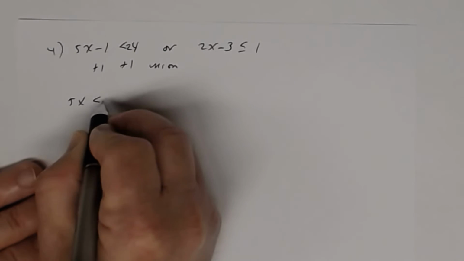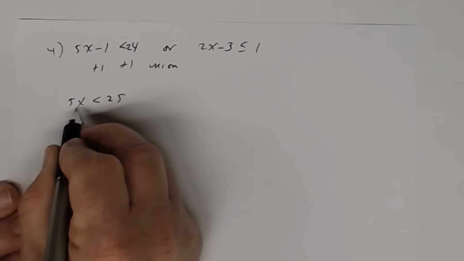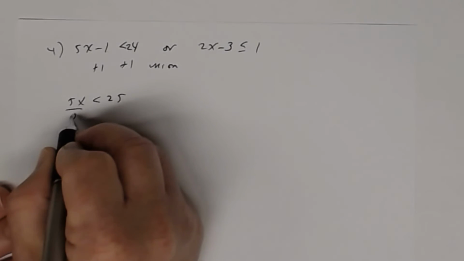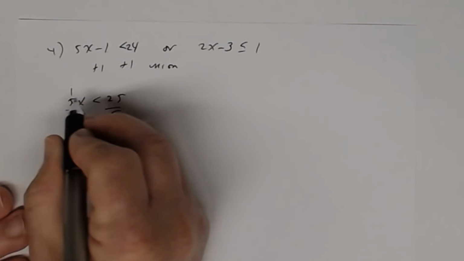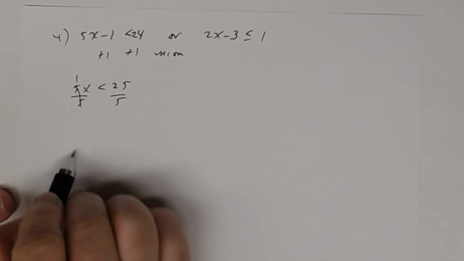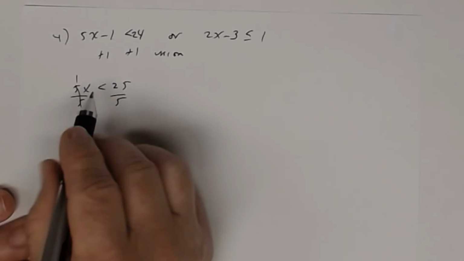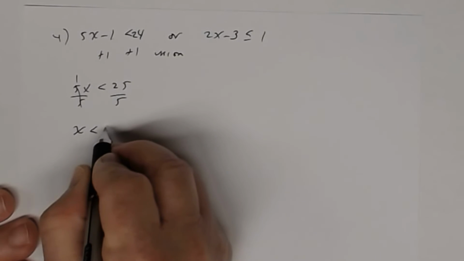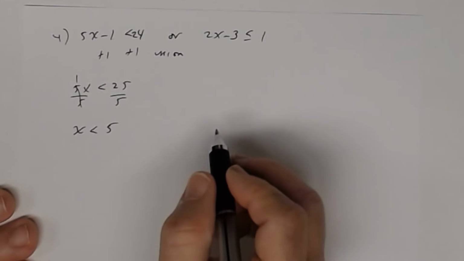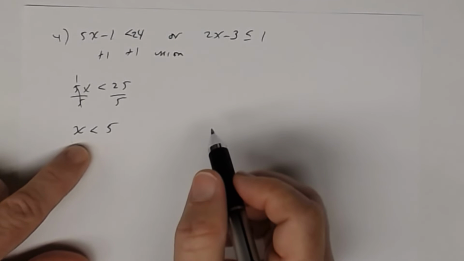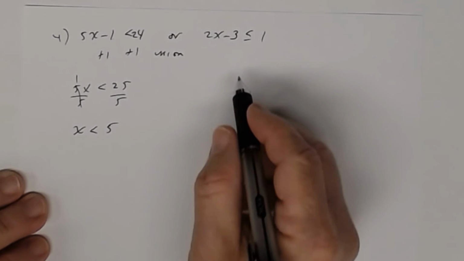So I get 5x is less than 25. The coefficient of x is 5, so I'm multiplying x by 5. The opposite of multiplication is division, so I'm going to divide both sides by 5 and then reduce. 5 divided by 5 is 1, 1 times x is less than 5, 25 divided by 5 is 5. So any real number less than 5 is the solution to this one.